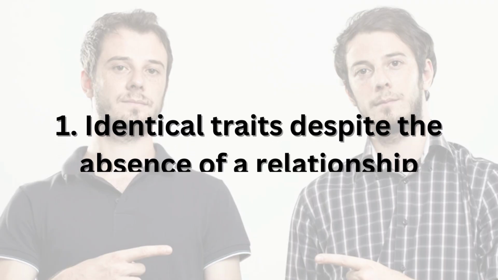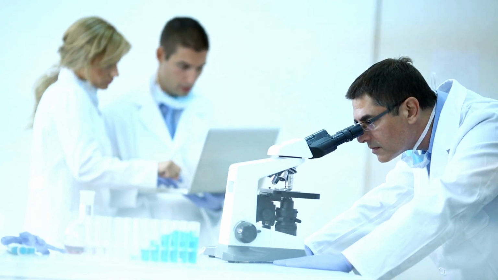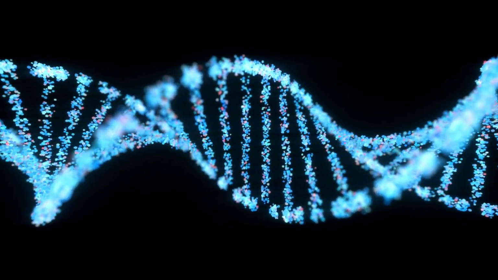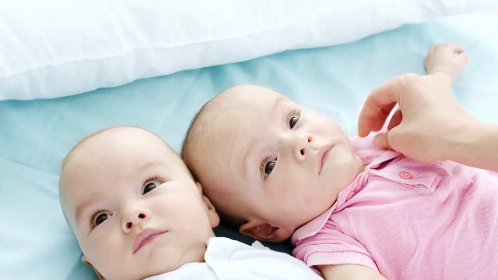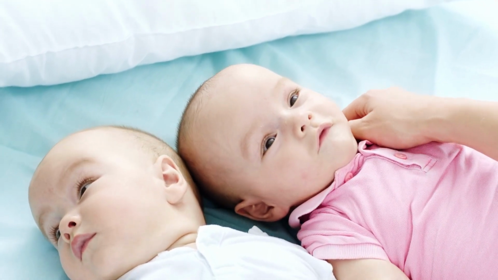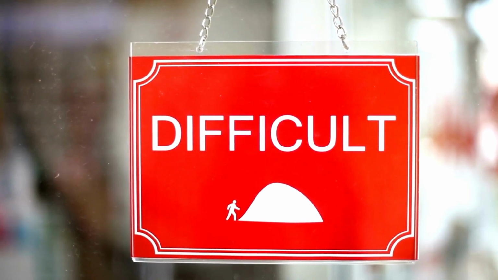First, identical traits despite the absence of a relationship. Scientists around the world are clearly interested in determining which changes in the genetic material of the respective species are responsible for the fact that identical characteristics have evolved in them despite the fact that they have no relationship. The search for this, according to plant biologist Dr. Kenji Fukushima, is proving difficult.